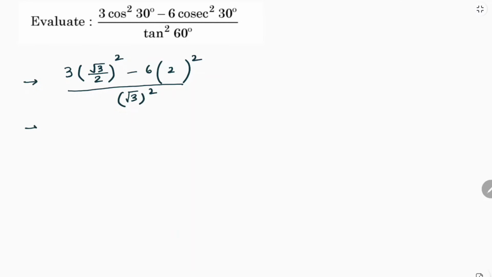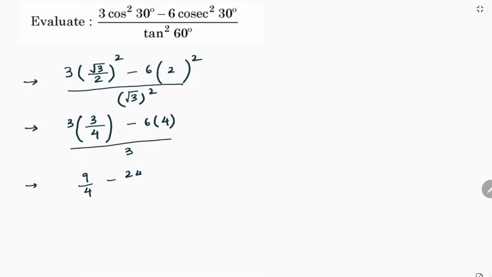Now if I simplify this further, 3 times root 3 whole square is 3, and 2 square is 4, minus 6 into 4 by root 3 whole square is 3. Now 3 times 3 is 9 by 4, minus 6 into 4 is 24 upon 3. So the main division part is right here.